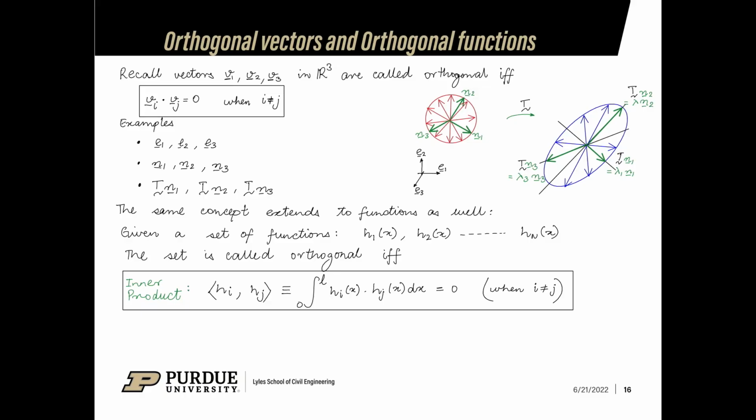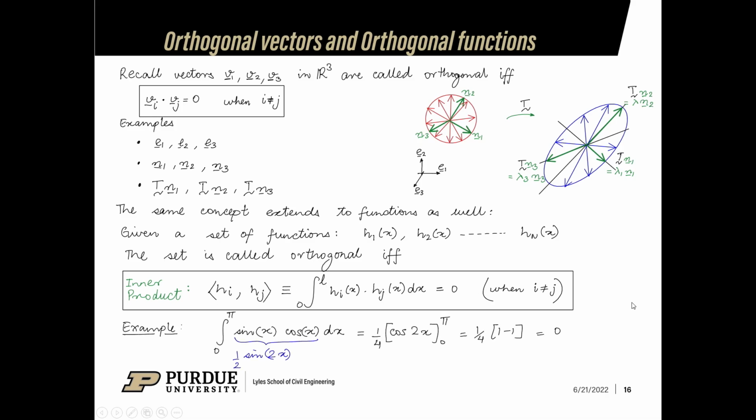All right, so we can use the same definition of orthogonality for functions, but in order to do that, we need the equivalent of a dot product for functions. So how do we do that? We do that using something called the inner product. We'll compute the inner product of two functions, hi and hj, that are defined between 0 and L on the x-axis. We define that inner product by simply taking hi times hj and integrating between 0 and L. And that's the inner product of two functions.